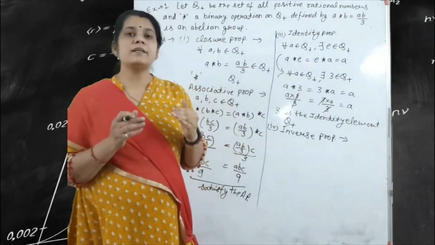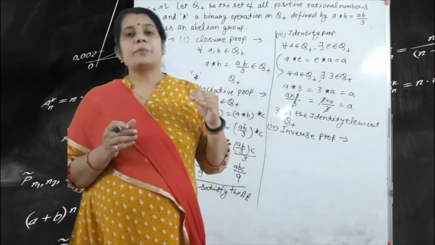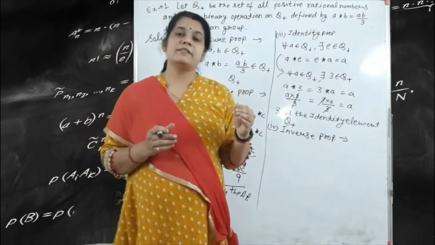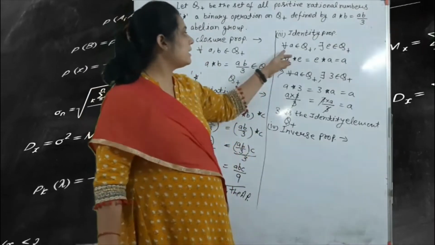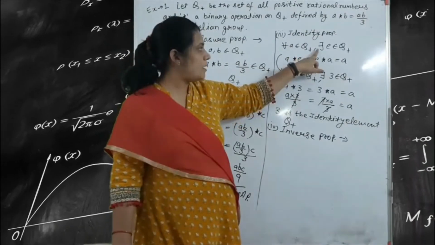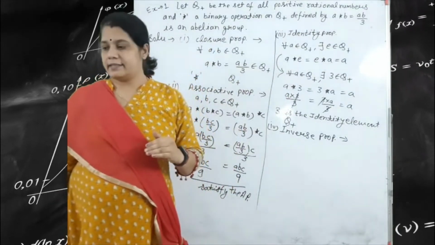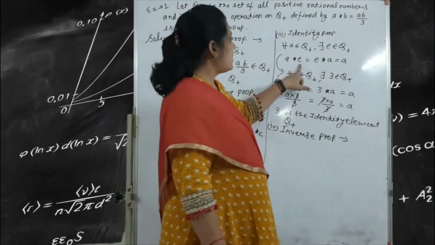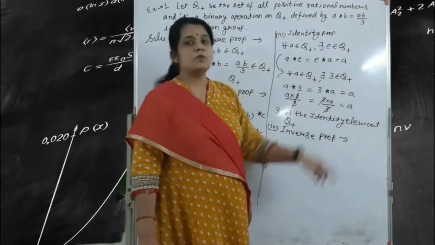So if we consider the element A and we operate it with the identity element, we get the number itself, or the element itself. So there exists A belongs to Q plus, there exists E belongs to Q plus, where E is an identity element. Okay, so A star E is equal to E star A is equal to A.